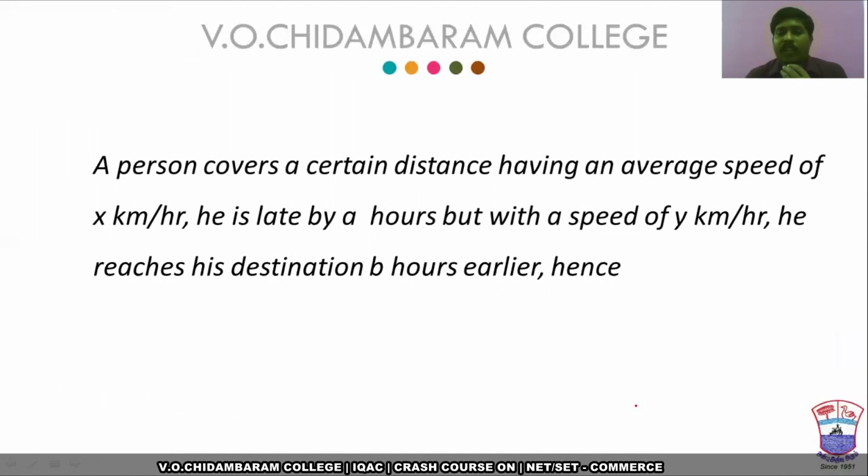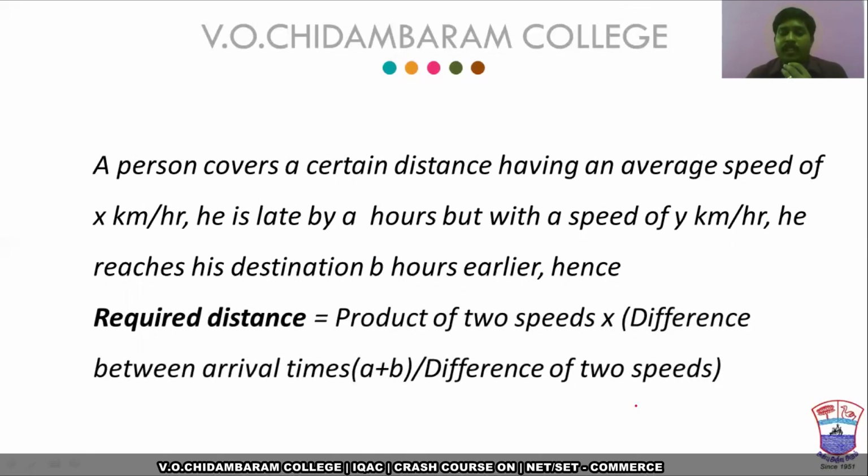A person covers a certain distance having an average speed of x kilometer per hour. He is late by a hours, but with a speed of y kilometer per hour, he reaches his destination b hours earlier. Hence, if he is late by a hours at the speed of x and b hours earlier at the speed of y, the required distance is nothing but the product of the two speeds into the sum of the arrival time differences, a plus b, by the difference of the two speeds.